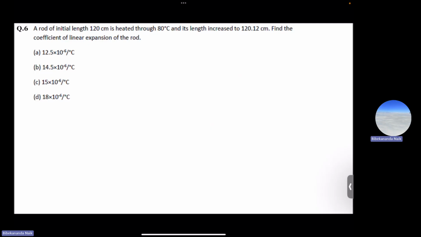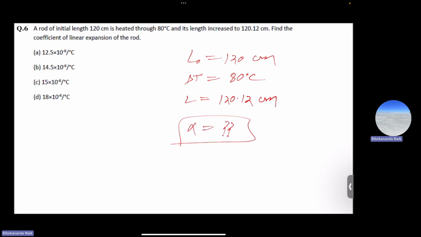What the question says is the initial length, that is L0, is 120 centimeter and it was heated through 80 degrees centigrade and its length increased to 120.12 centimeter. So again we will use the same formula and we only need to find the value of the coefficient of thermal expansion. All the other quantities are given in the question. So I will give you a few minutes to solve this question and then we will discuss.